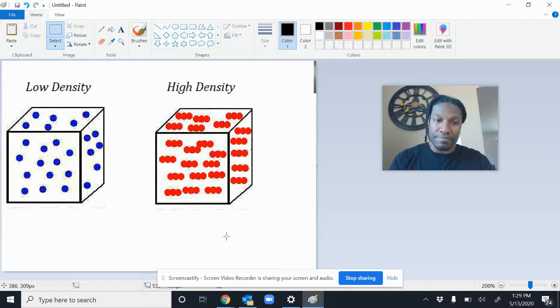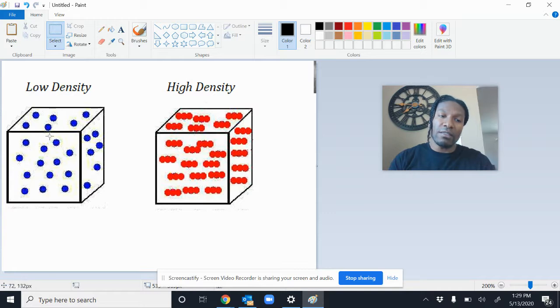So let's label it. The red is high density. That's because the molecules are close together. And this one on the left with the blue molecules is lower density because there's more space between the molecules. Now, which one would be easier to travel through?